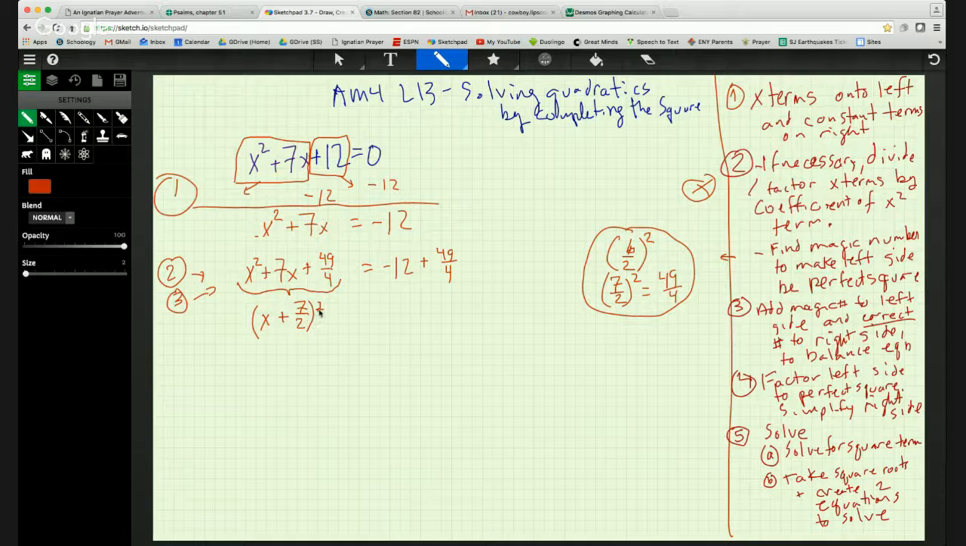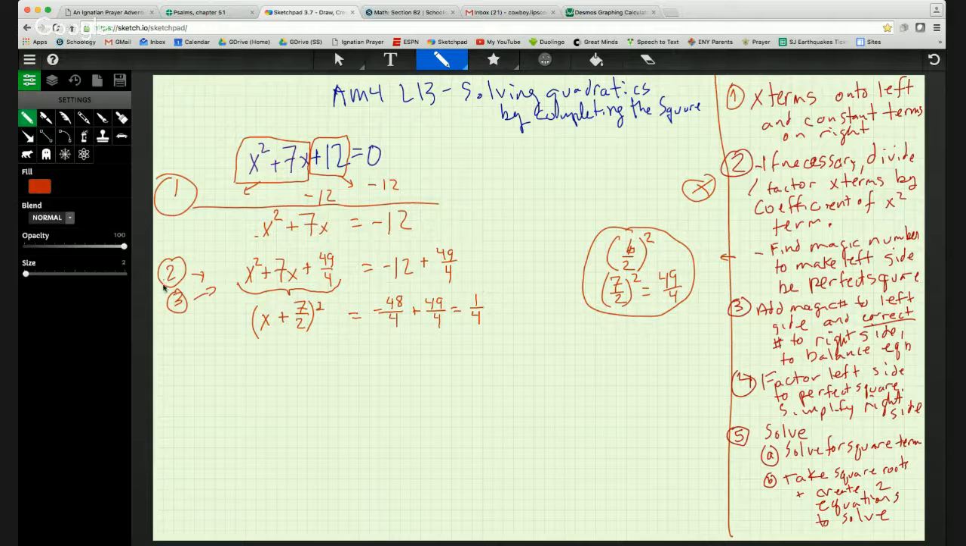So we get x plus 7/2 squared, and that equals, on this side, we're going to have to combine. So let's see, that's negative. If you don't know how to do this, you need to go back to 7th grade math and work on these problems. I'm not going to teach it to you. Negative 48 over 4 plus 49 over 4. Oh, this is cool. That equals 1/4. Okay? 1/4.